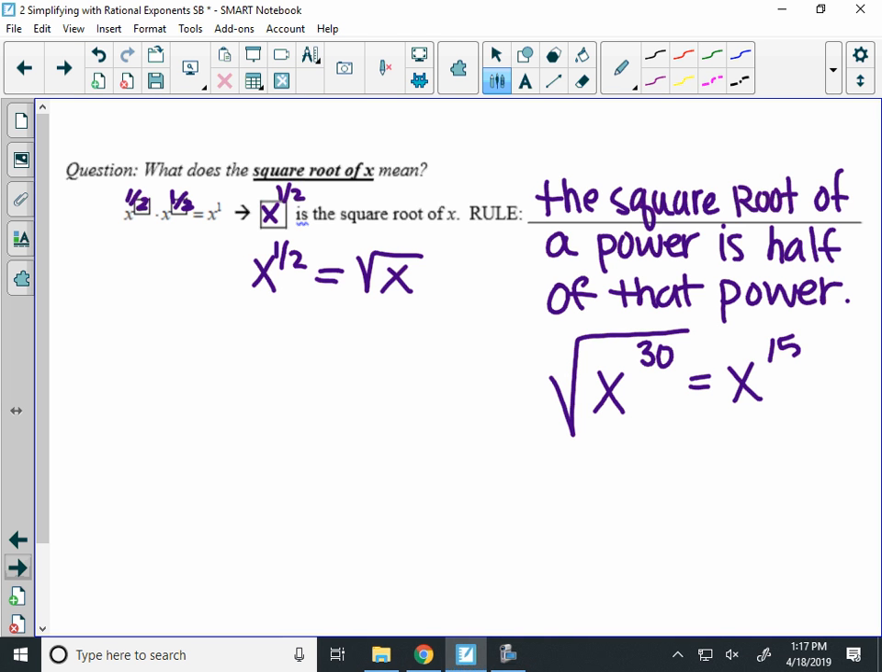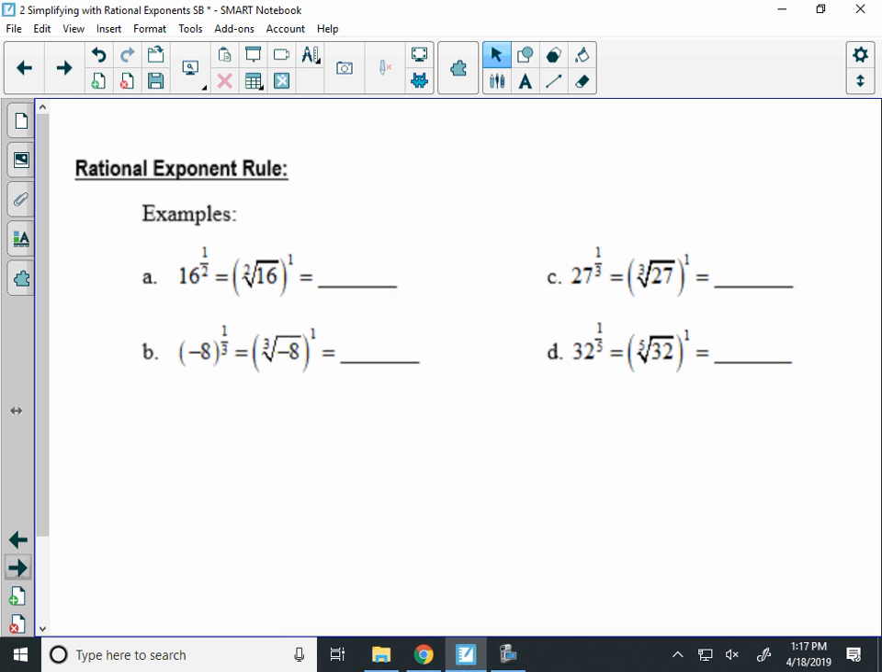But notice the rule that I just did over here. x to the 1/2 was equal to the square root of x. So let's explore that a little bit more. I forgot about this part, but we can do this. 16 to the 1/2, they rewrote it this way. And I'll talk about the pattern in a second here. It's the square root of 16. Okay? So what would 16 to the 1/2 be equal to?